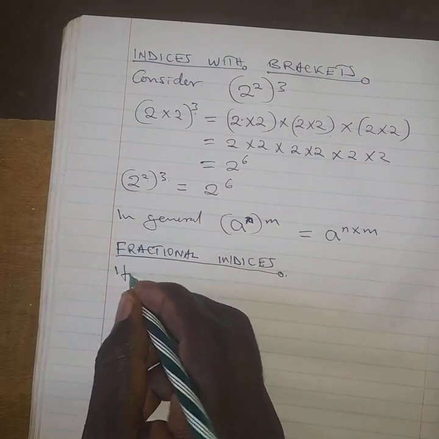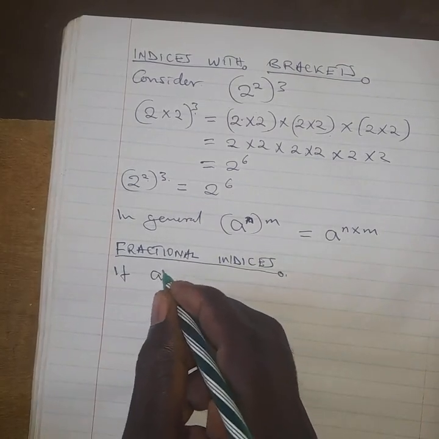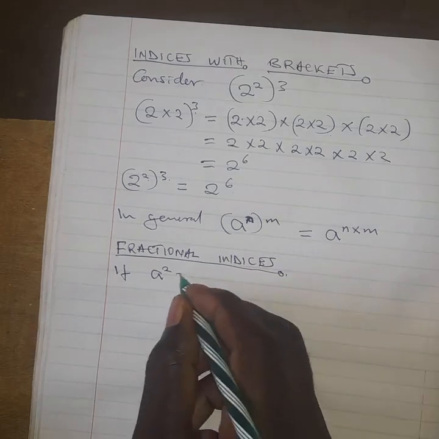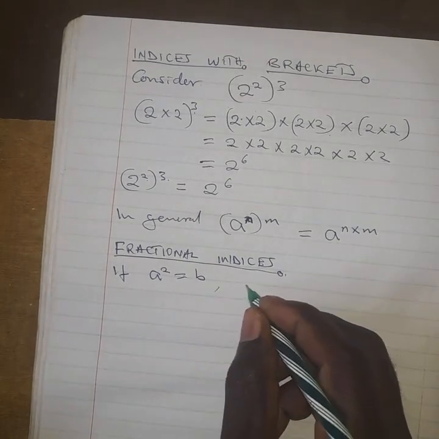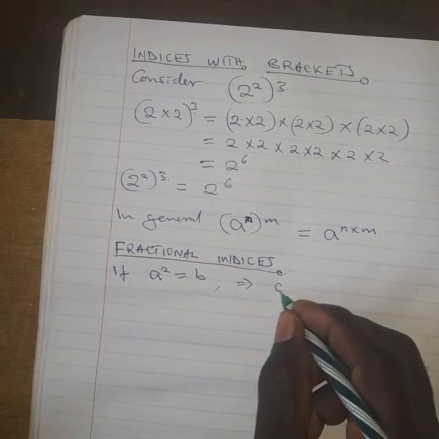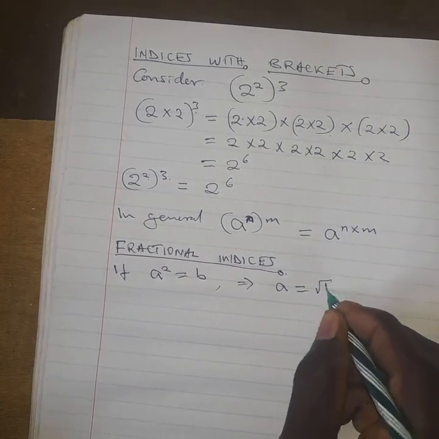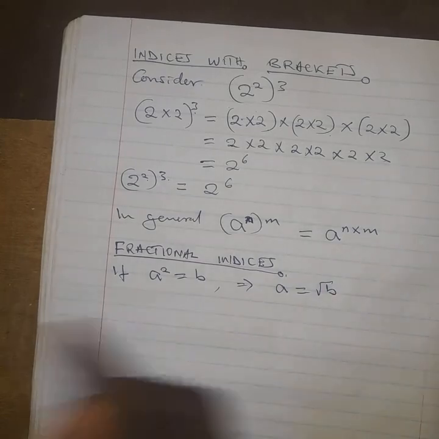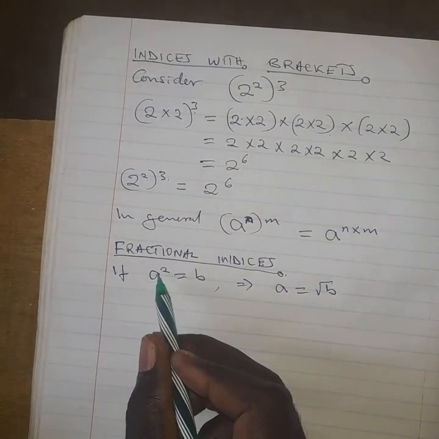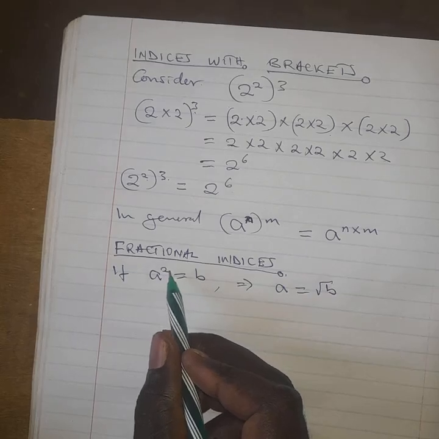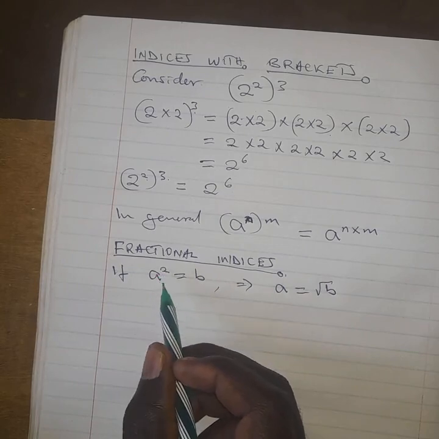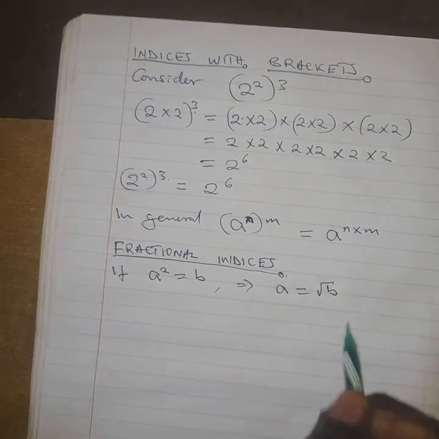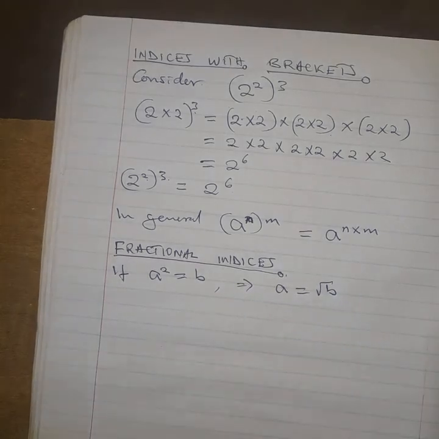If we have, say, a raised to power 2 is equivalent to b, normally we know it implies that a is equivalent to the square root of b. That means you get the square root of every side. The square root of this side will cancel the square, and then b will remain with the square root.